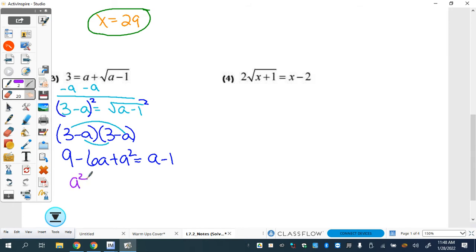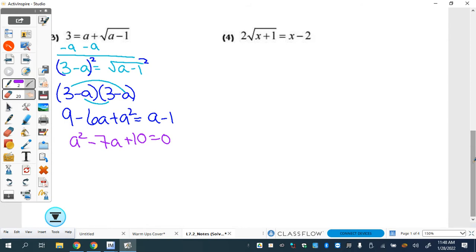So, subtract my a over, add my 1 over, and then what are we going to do next? Begins with F, rhymes with actor. Factor. What will this factor into? Multiplies to 10, adds to give us negative 7. 5 and 2, both negative. So I got a equals 5, and then a equals 2. But we do have to check to make sure that they both work, because they may not both work.